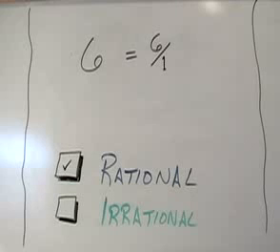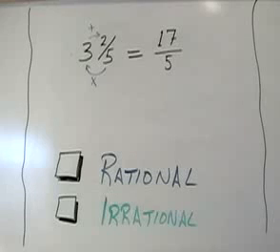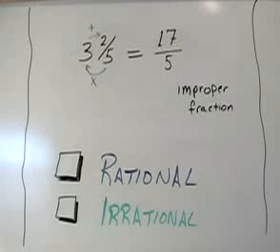Now how about a mixed number, like 3 2/5? Remember, you can turn a mixed number into a fraction. First you multiply the denominator times the whole number, then you add that product to the numerator. In this case, we'll get a 17. We keep the denominator we had from the original mixed number, in this case 17 over 5. Now this is an improper fraction, but that's still a fraction. So a mixed number is also a rational number.